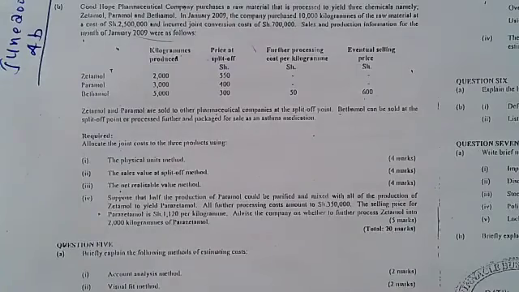Required, allocate the joint cost to the 3 products using Roman 1, the physical units method, Roman 2, the sales value at split-off method, Roman 3, the net realizable value method. Roman 4, suppose that half the production of Paramol could be purified and mixed with all the production of Zitamol to yield paracetamol. All further processing costs amount to 350,000 shillings. The selling price for paracetamol is 1,120 shillings per kilogram. Advise the company on whether to further process Zitamol to 2,000 kilograms of paracetamol. That is the requirement.